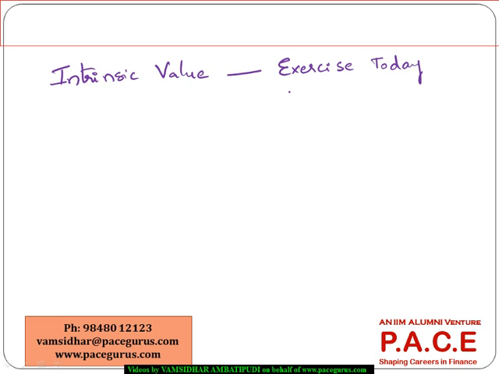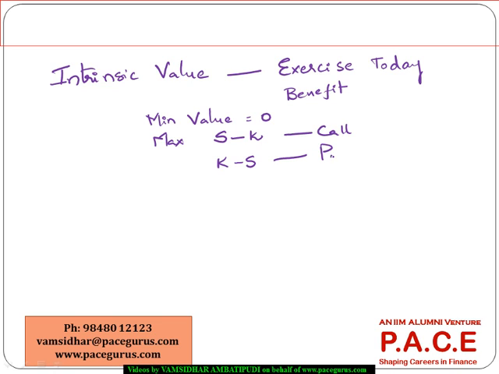what is the value I'm going to get? What is the benefit that I'm going to get? That is what I call the exercise intrinsic value. See, if it is unfavorable, I will not exercise the option. So the minimum value for the intrinsic value is going to be 0. Maximum is going to be the difference between the current stock price and the strike price in case of a call, or the strike price minus the current stock price in case of a put, because we are talking about what is going to be the value if the option is exercised immediately. If the value is negative, I will not exercise the option, which means the value is going to be 0.